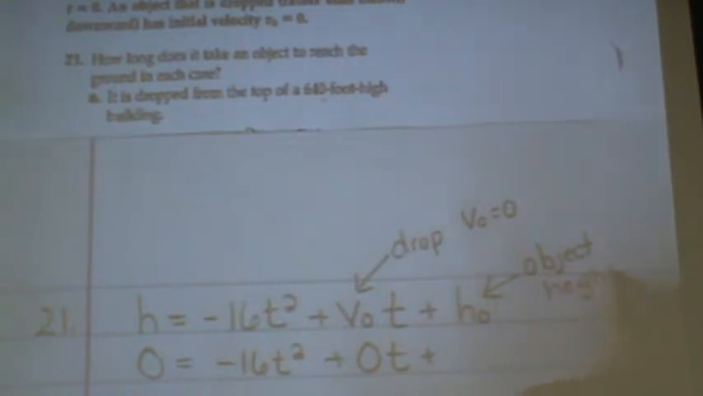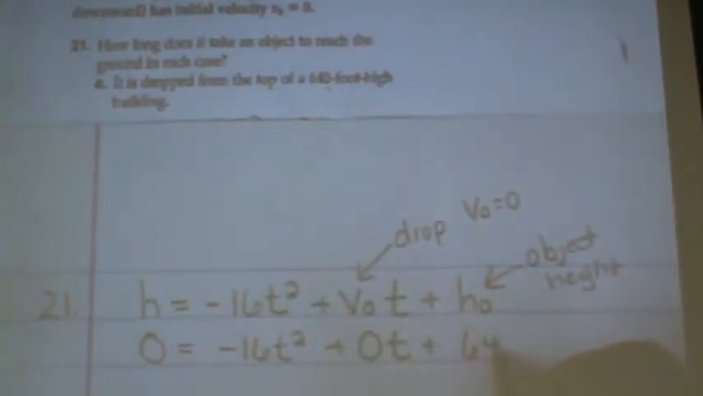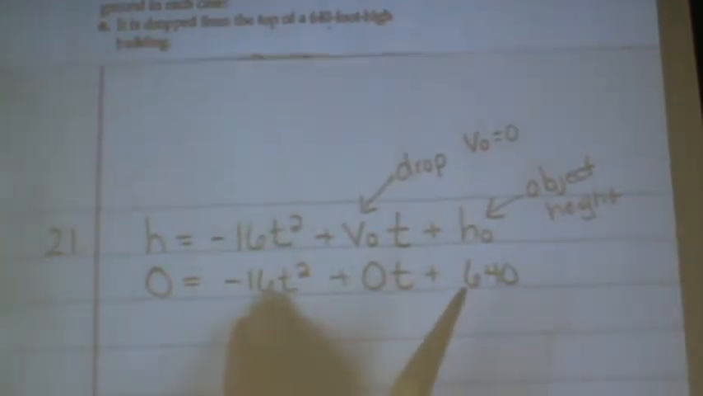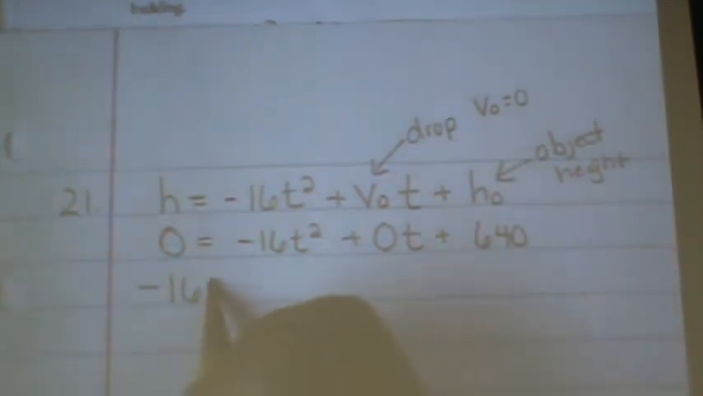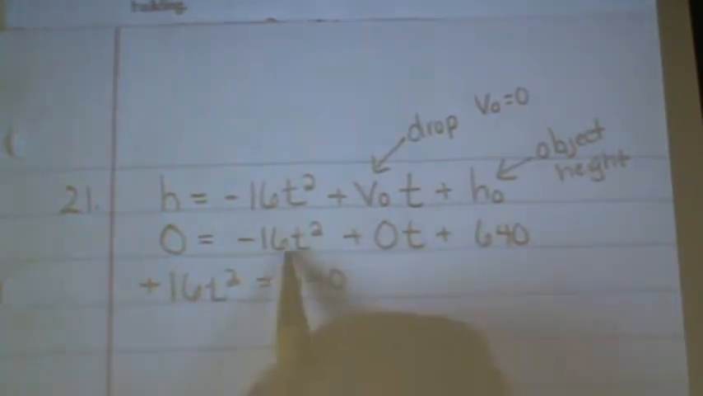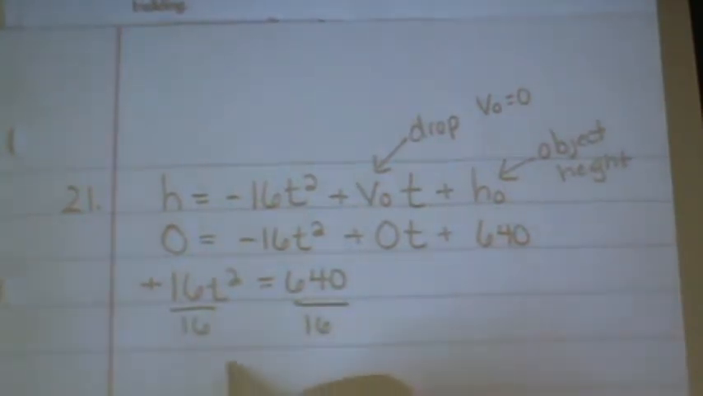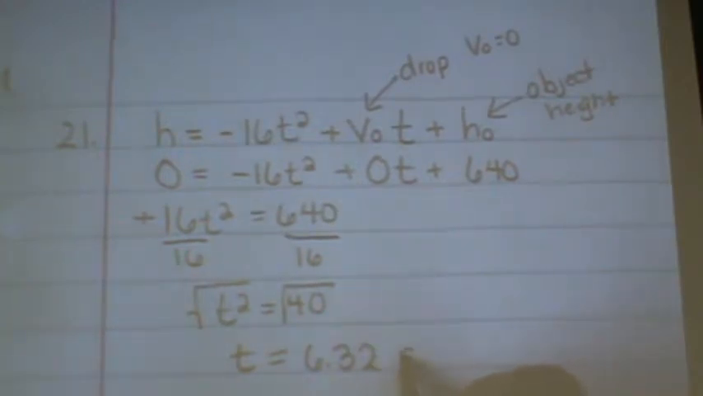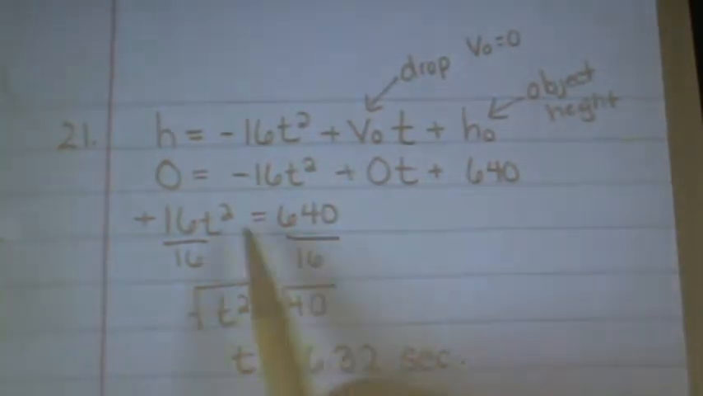You are at the top of a 640-foot building. So now how would you solve this? Since there's no middle term, you can bring this over here. Negative 16t squared equals 640. Actually, this is going to be a positive 16t squared when you bring it over. Divide both sides by 16. You get t squared is equal to 40. Take the square root of both sides, and you get plus or minus, but you're going to throw out the negative answer. So at 6.32 seconds, the object, which is 640 feet above the ground, will reach the ground.